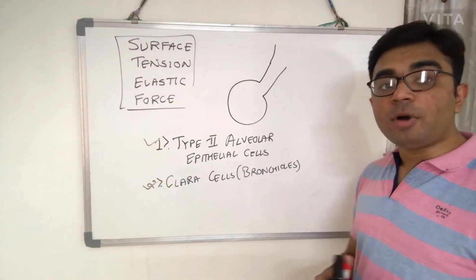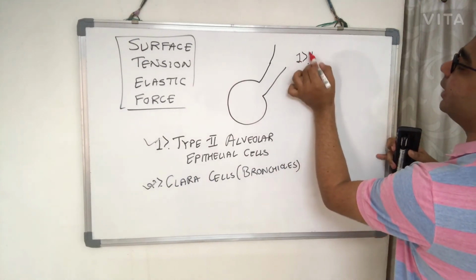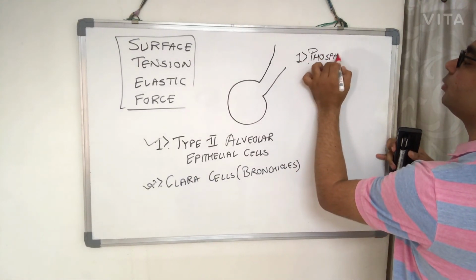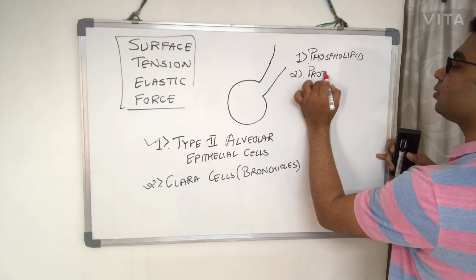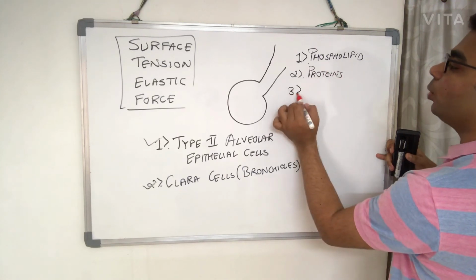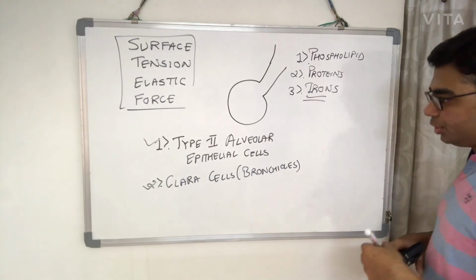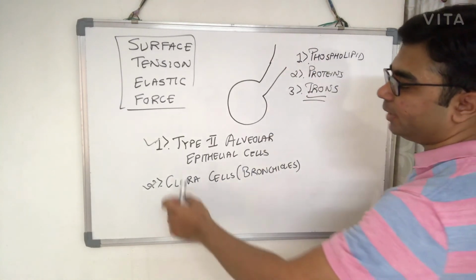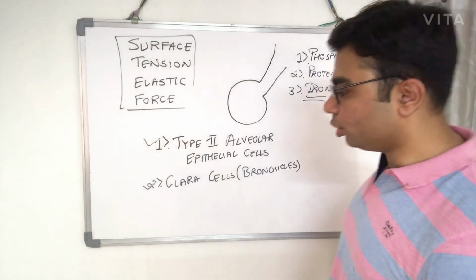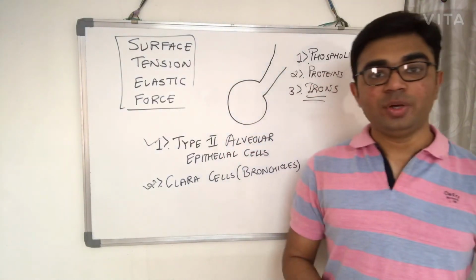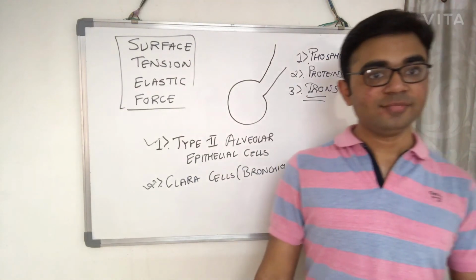And surfactant is made up of 3 important structures. One, that is phospholipid. Second, that is proteins. And the third one, that is ions. So these are the 3 important structures which are present in the surfactant, and surfactant is produced by the type 2 alveolar epithelial cells as well as the Clara cells in the bronchioles. So those were the cells as well as the components of the surfactant.